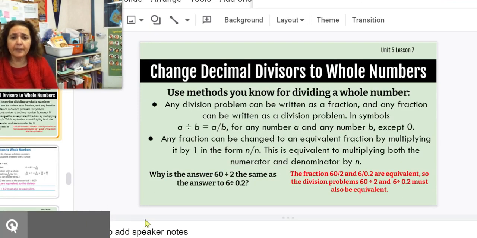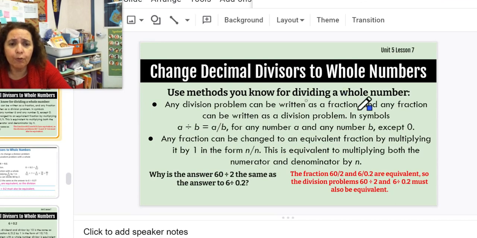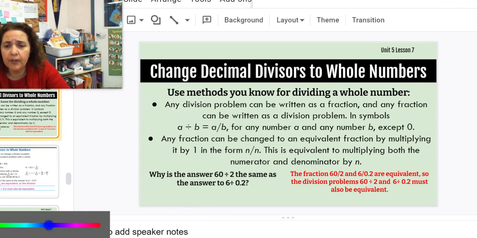All right, so keep in mind that when we are doing division, you know that division can be written as a fraction because we know that the fraction bar means division, right? So you can say A divided by B this way, or you can make it into a fraction A over B, except for 0. And any fraction can be changed into an equivalent fraction by multiplying the top and bottom by the same number, right? Remember that? Okay, so that's going to be helpful here. So let's take a look at that.